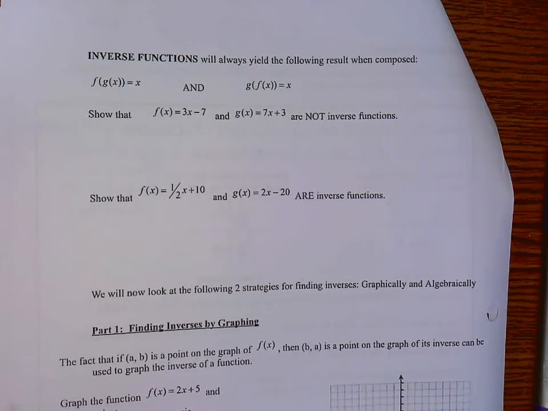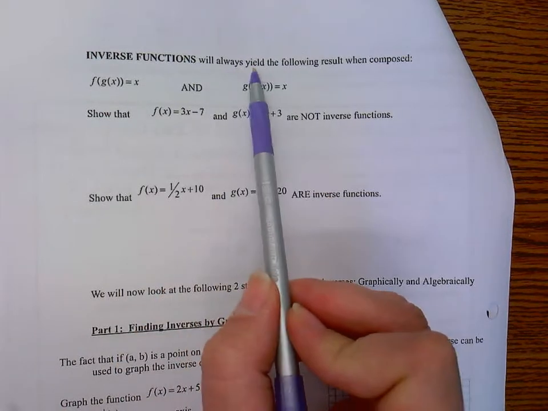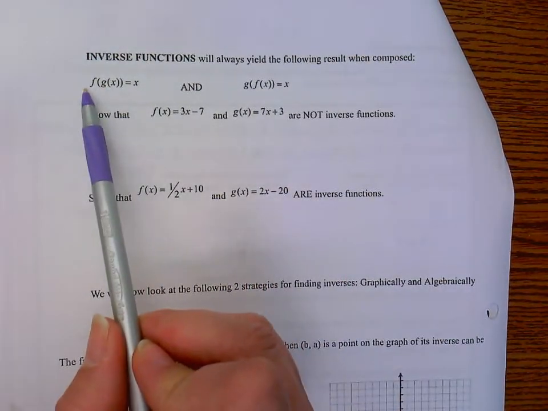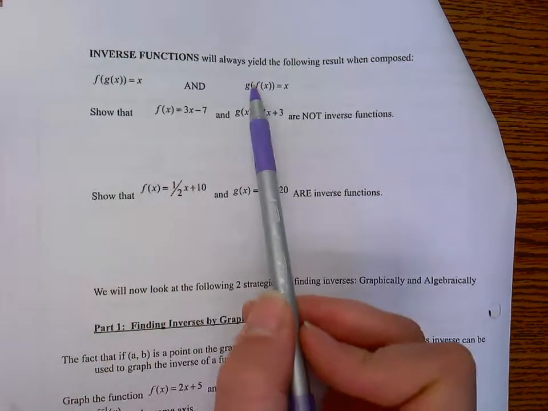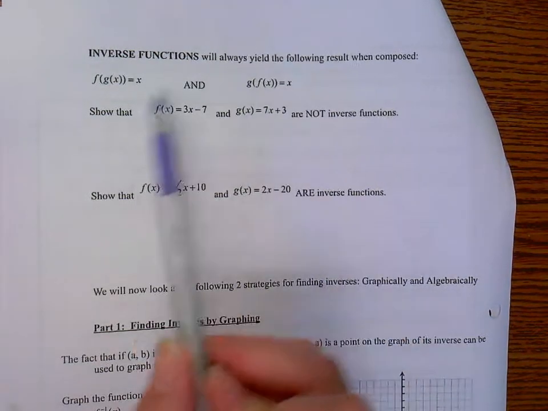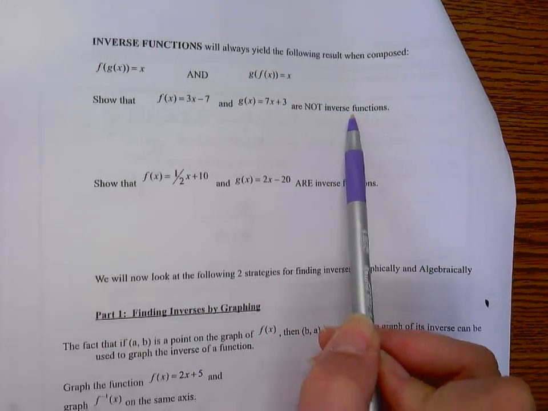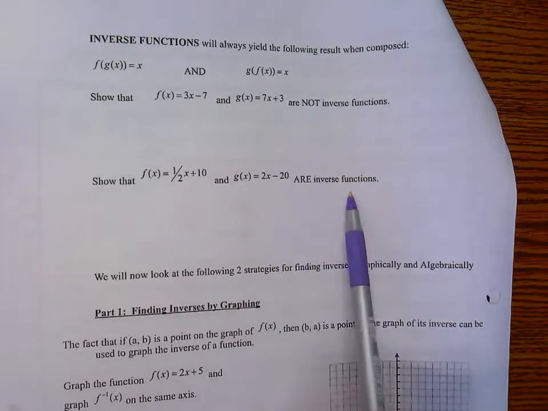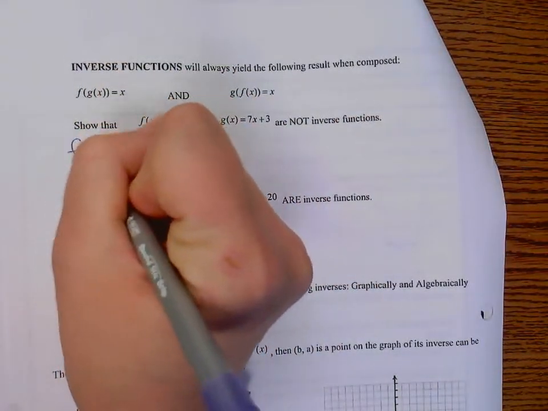From yesterday. So it says, here's the thing about inverse functions. They will always yield the following result when you compose them. If you plug f into g, everything will cancel and you'll get x. If you plug g into f, everything will cancel and you will get x. So I wanted to show using composition that these are not inverse functions, and show using composition that these are inverse functions. So I'm going to try doing f of g of x.